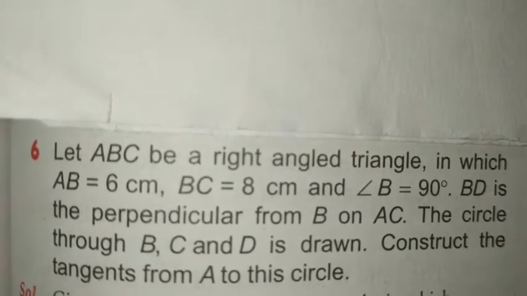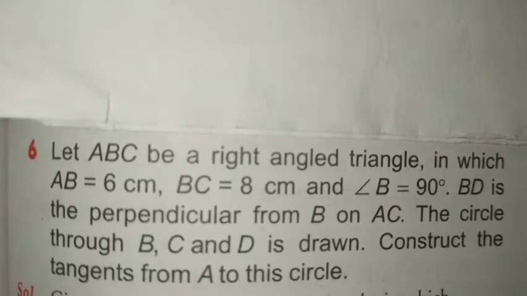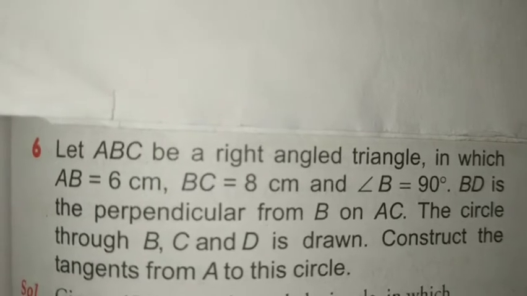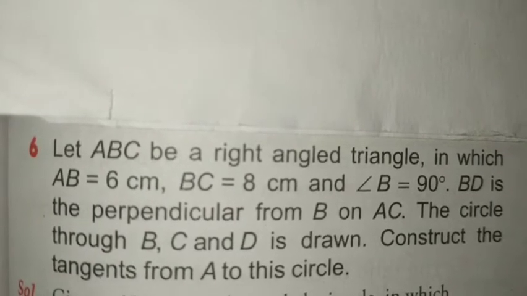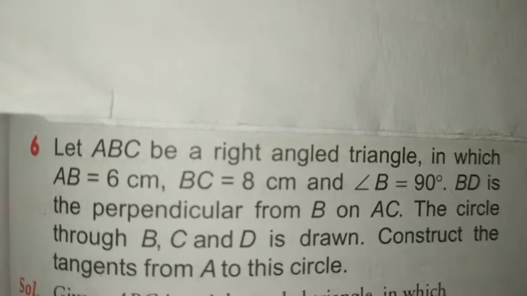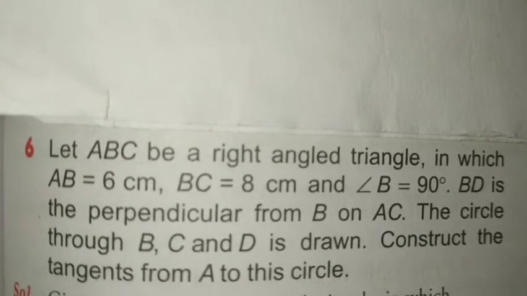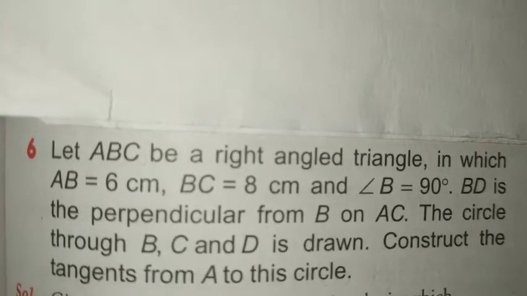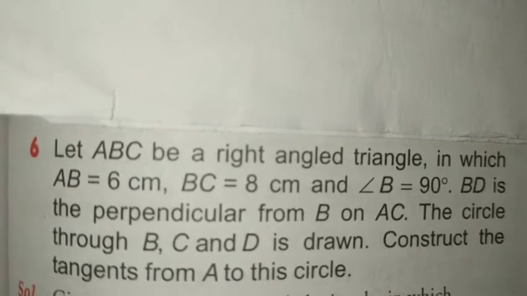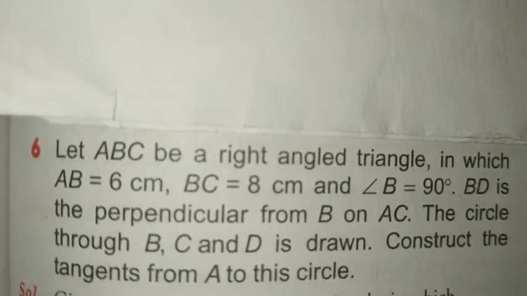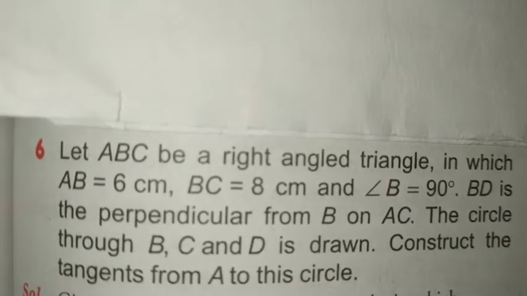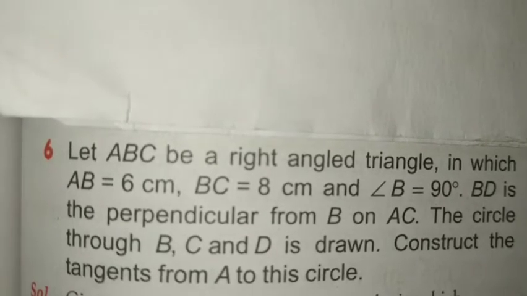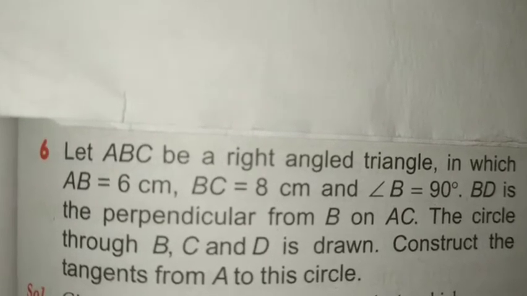Let ABC be a right triangle in which AB is 6 centimeter, BC is 8 centimeter, and angle B is 90 degree. BD is the perpendicular from B on AC. The circle through B, C, D is drawn. Construct the tangents from A to this circle. This is an NCERT question and it also comes in board examination for 4 marks. So let's see how we construct it. You also try to construct with me.